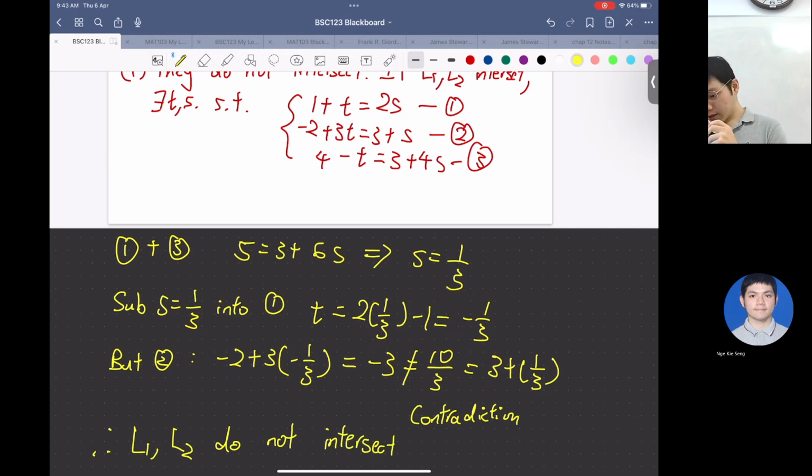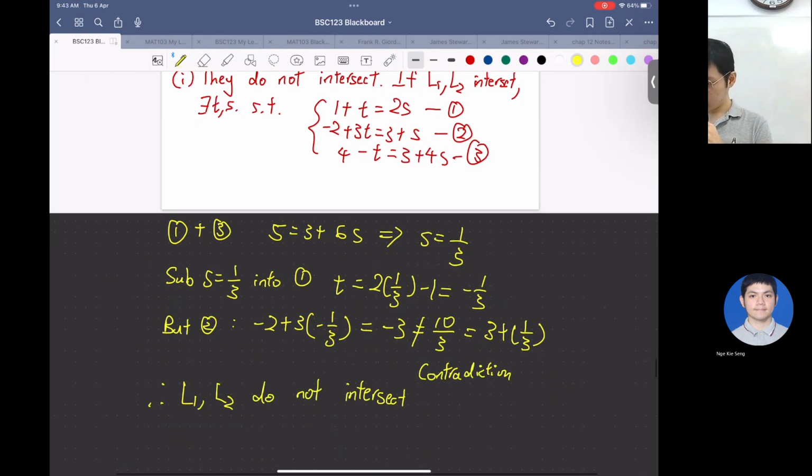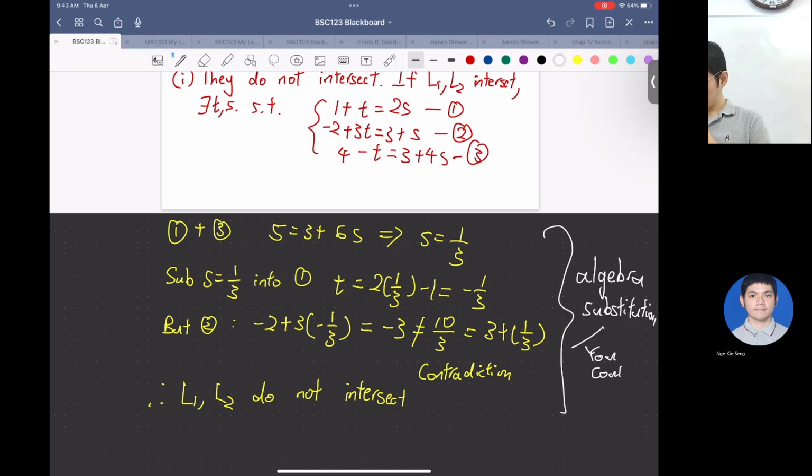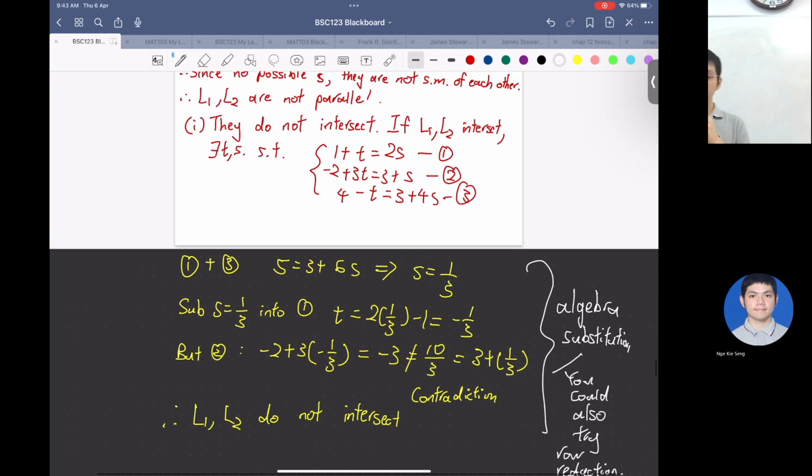Okay, if you want to make a system of linear equations, also can. I mean row reduction. Let me write down this name here so that you know what I'm doing. So this is algebra substitution. You could also try row reduction. So you need to set out the system first, find the augmented matrix and so on. It's good that you can practice both ways, then you know what's going on.